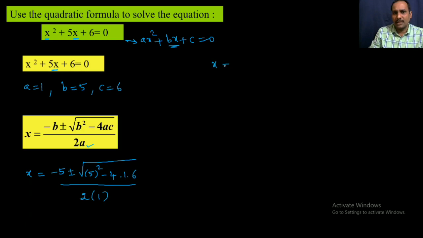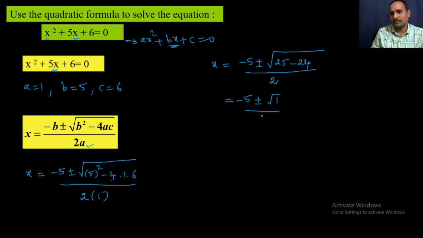So x is equal to minus 5 plus or minus, let us simplify this, 5 square is 25 minus 6 into 4 into 1, 6 4s are 24, by 2. So this will become minus 5 plus or minus root 1 by 2. So therefore x is equal to minus 5 plus 1 by 2, root 1 is nothing but 1, and minus 5 minus 1 by 2, which is minus 4 by 2 and minus 6 by 2.